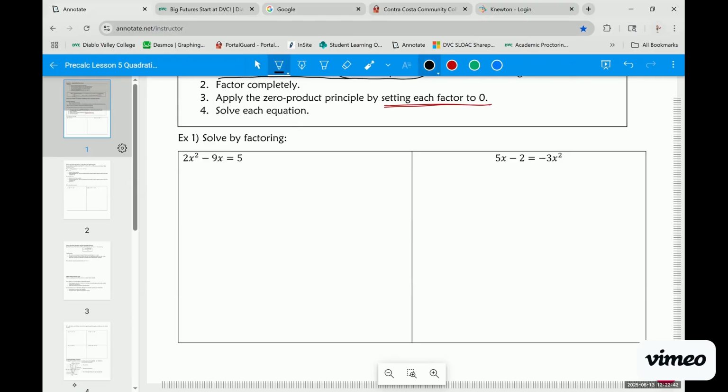Let's go ahead and try the first example here. You'll notice that I do not have everything on one side and 0 on the other. So I'm going to move this 5 over to the other side via subtraction.